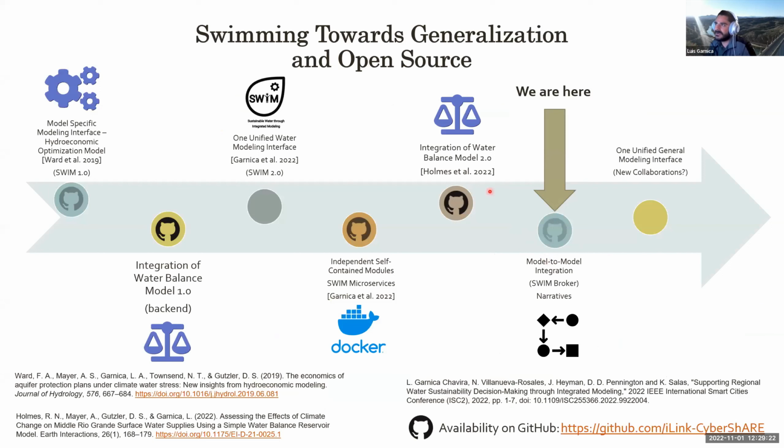So just to give a brief timeline on where we started and where we're going. This slide has a really nice title, Swimming Towards Generalization and Open Source. We first started with a specific hydroeconomic model that was generated for the region, in our case the El Paso area. It also covers part of Mexico and New Mexico.